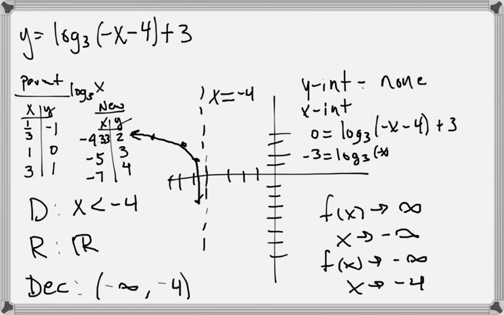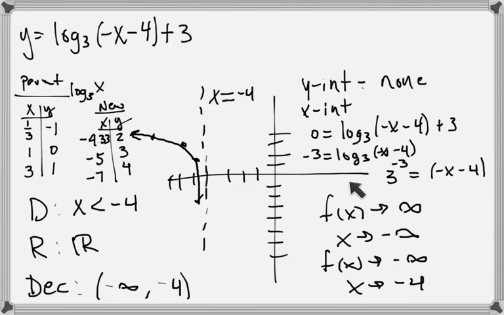Negative 3 equals log base 3 of negative x minus 4. Take the log away. 3 to the negative 3 is 1/27. Wait, do you switch them or what? Here we go. Watch carefully. When you have this base and you raise it to that power.